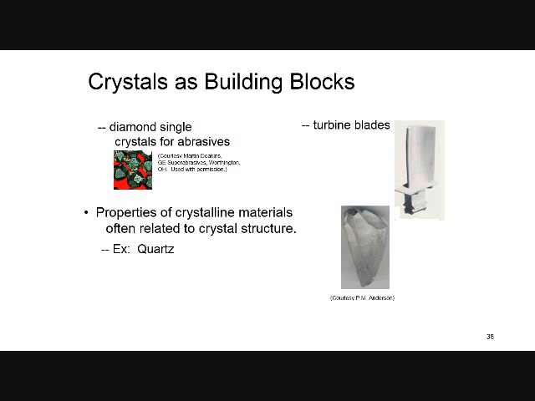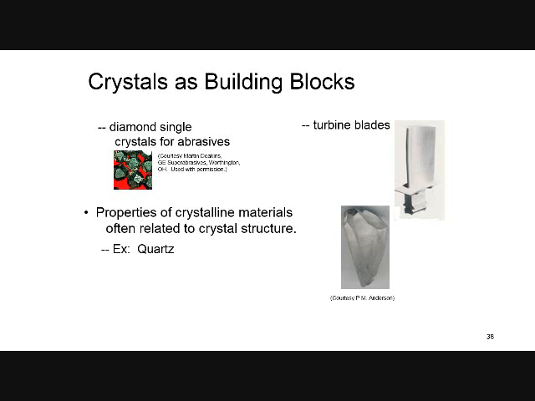Crystals are not always very small. They can also be used as building blocks. Some engineering applications require single crystals. As an example, turbine blades. Why do we need a single crystal in a turbine blade? When the temperature of a turbine blade under high stress is raised to a critical point, the creep rate quickly increases.